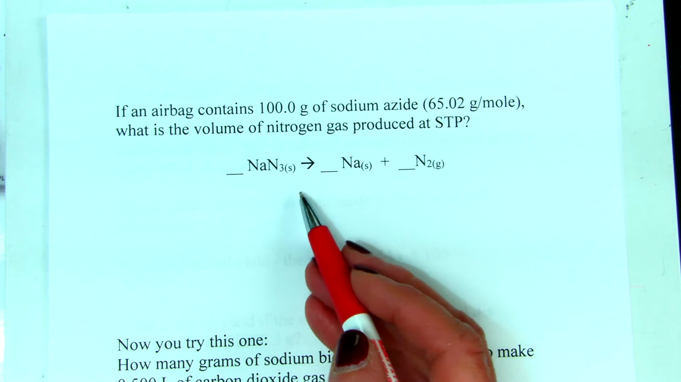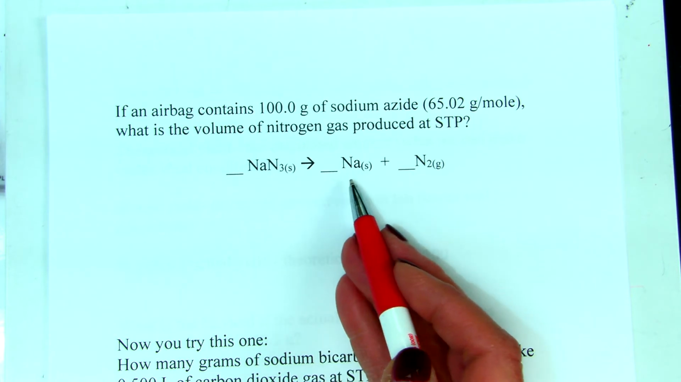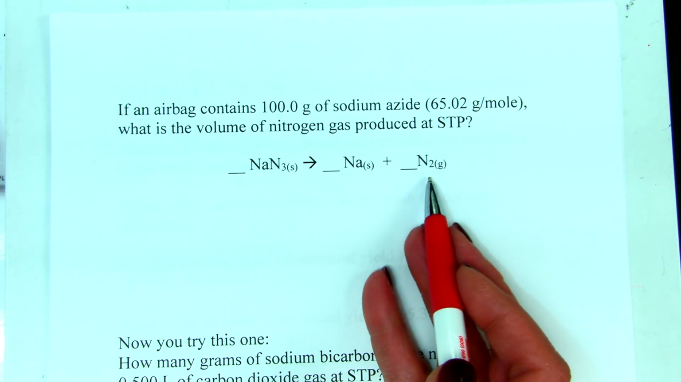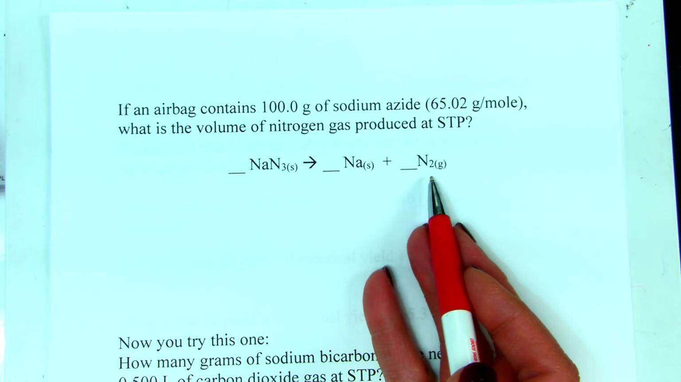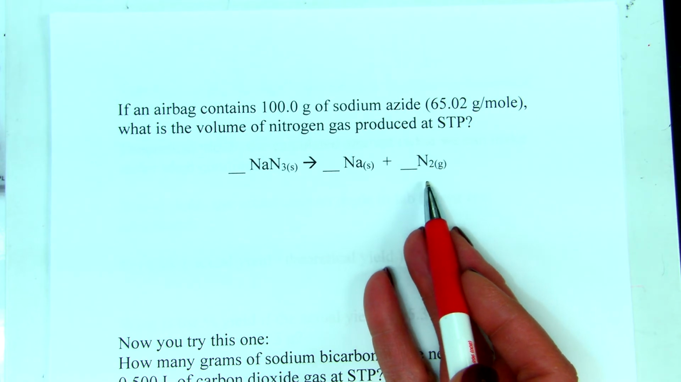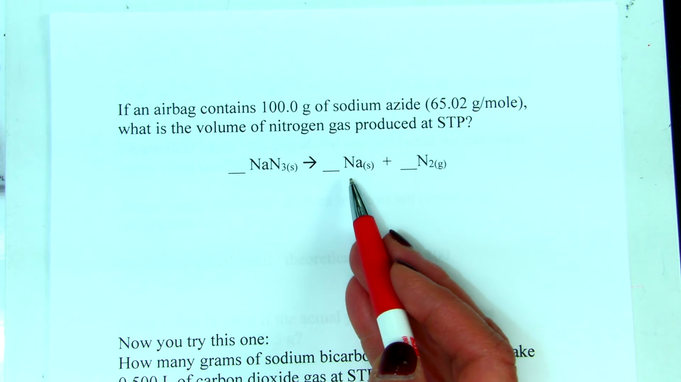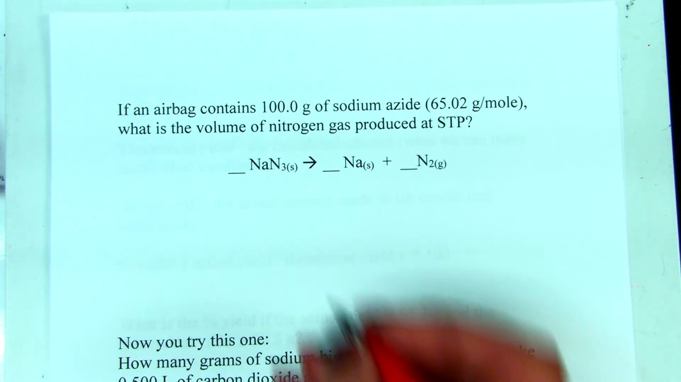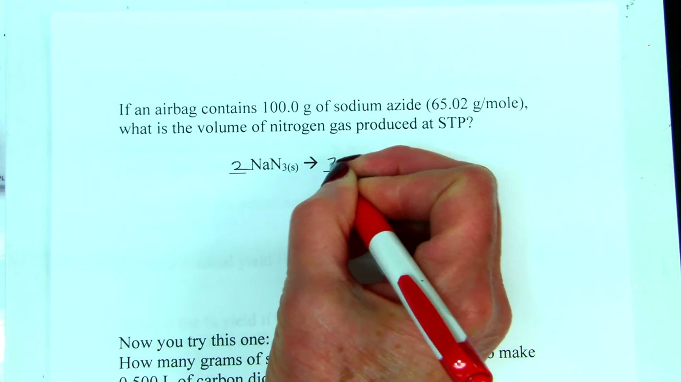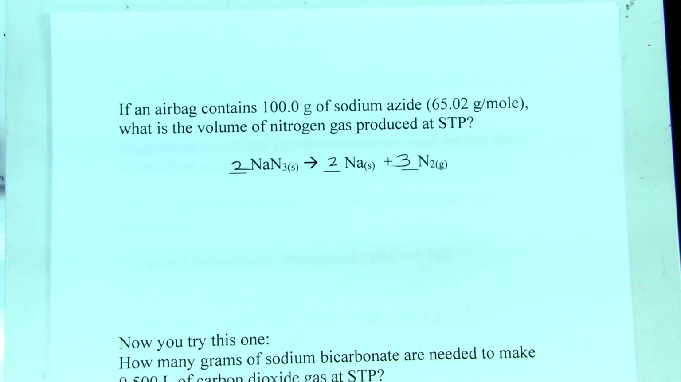So this produces nitrogen gas. It doesn't produce air. It produces nitrogen gas. So it's a nitrogen bag, not an airbag. And sodium metal. Now, if we balance this equation, we have a 2, 2, and a 3. So this is really cool technology. We can make nitrogen gas and cushion you so that you don't go flying through the windshield.